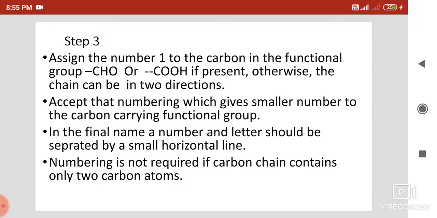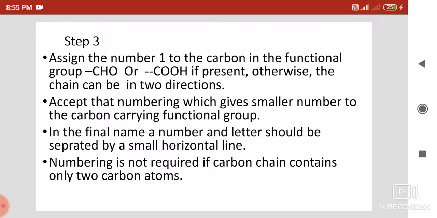Otherwise the chain can be numbered in two directions, except that the numbering which gives the smaller number to the carbon carrying the functional group is chosen. That means we always have to give the minimum number, the least number, to the carbon which carries the functional group. Then the final name contains a number and a letter that should be separated by a small horizontal line. We'll see examples to make this clear. That is step 3.